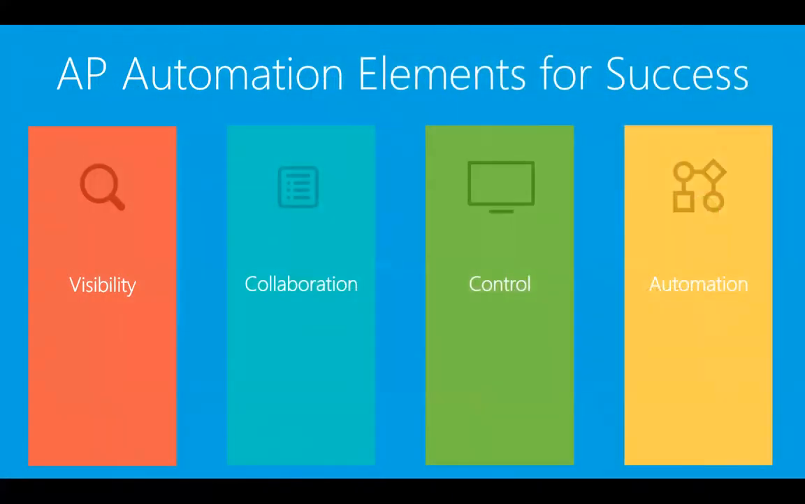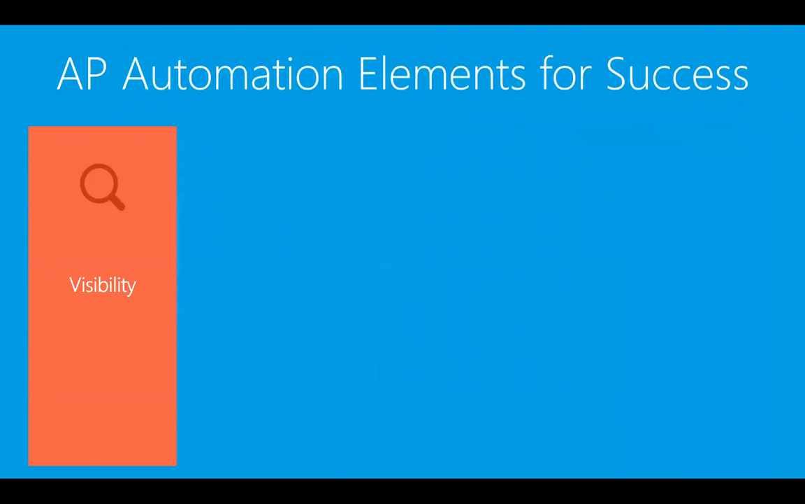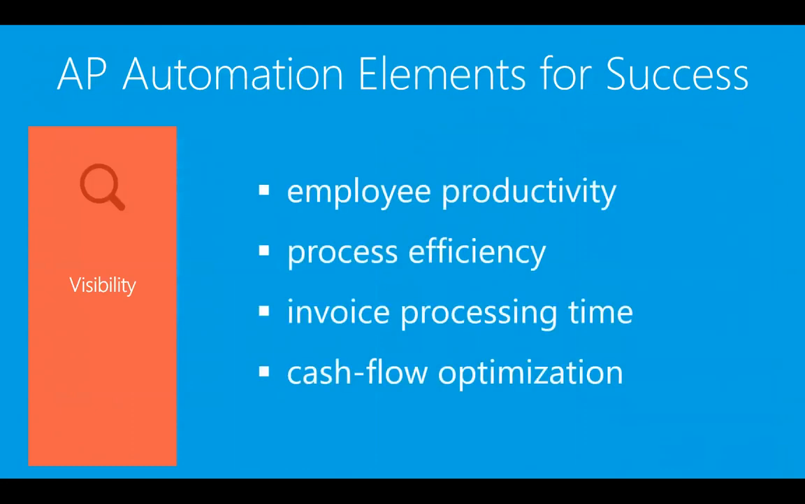So in the current AP world, there are four elements necessary for AP success. The key four things are visibility, collaboration, control, and automation. We're going to touch on each one of these in more depth in the next slides. So, let's touch on visibility.